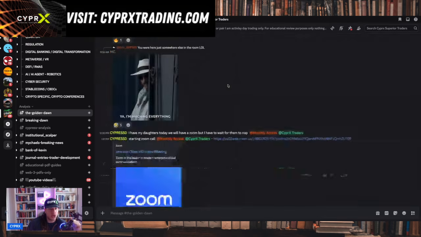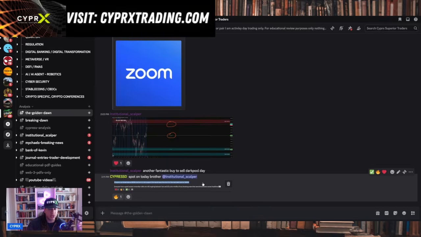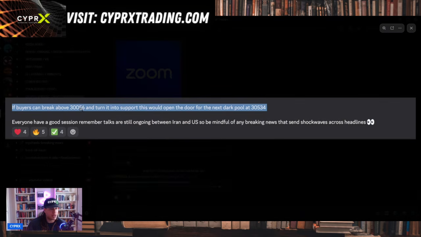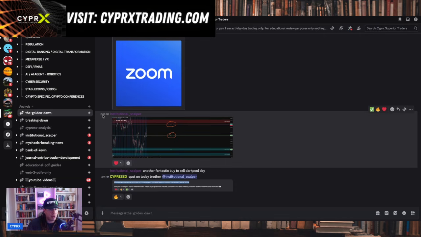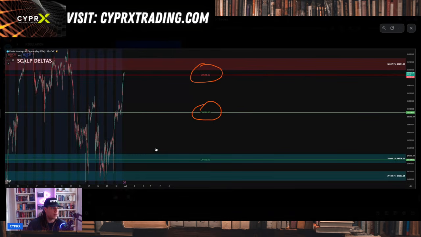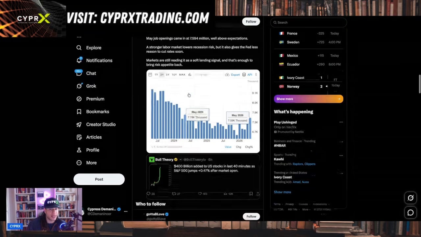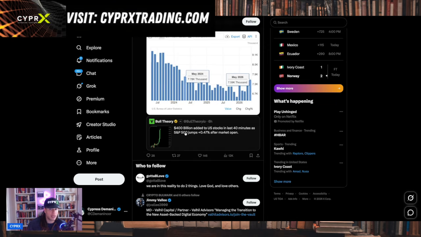So now that you all know my personal analysis this morning, which you can see here, was that if buyers can break above the 35.6, turn it into support, that would open up the door for the next dark pool at the 35.34. And our institutional scalper actually just updated everybody and said, what a fantastic day trading from dark pool to dark pool, right? And so now you can see after the fact, our institutional software was spot on today. Mind you, again, this was before $400 billion was added to the stock market today.